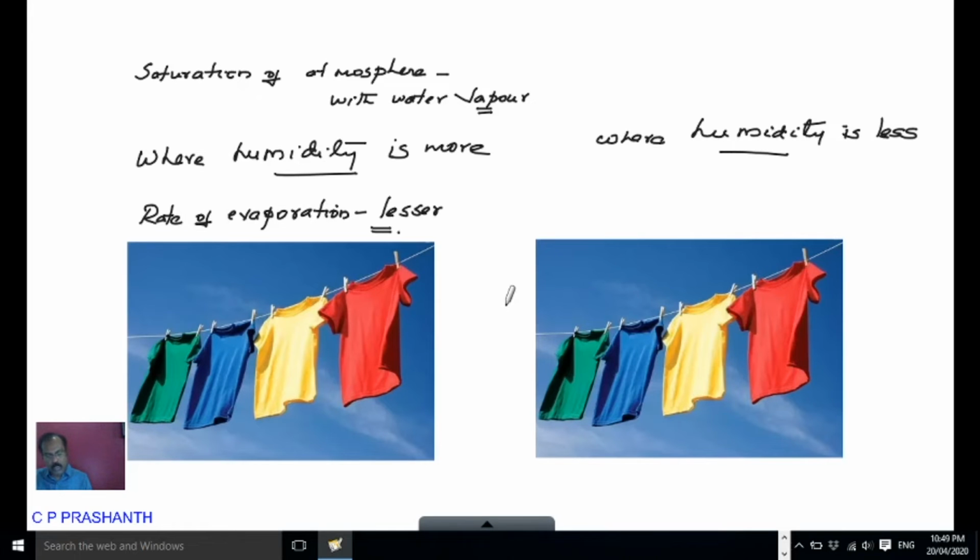Where humidity is less, the evaporation will be faster. So out of these two cases, in which case the clothes will get easily dried? Where humidity is lesser. So here evaporation is faster.